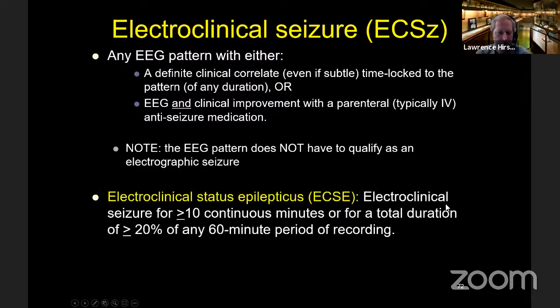Okay, I already mentioned that. And then to call it status, the same thing: more than 10 minutes or more than 20% of any 60-minute period of recording. And just remember that if it is convulsive, prominent bilateral motor activity, then you only need 5 minutes to qualify as status epilepticus.